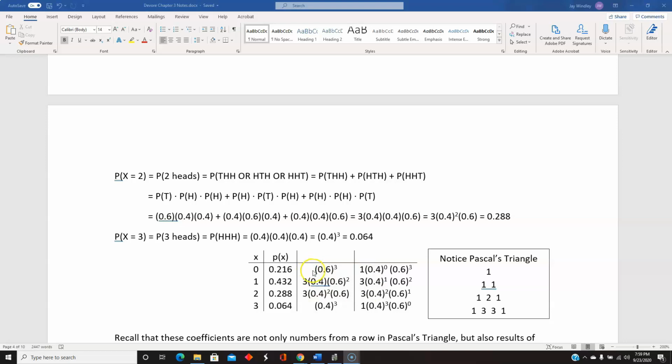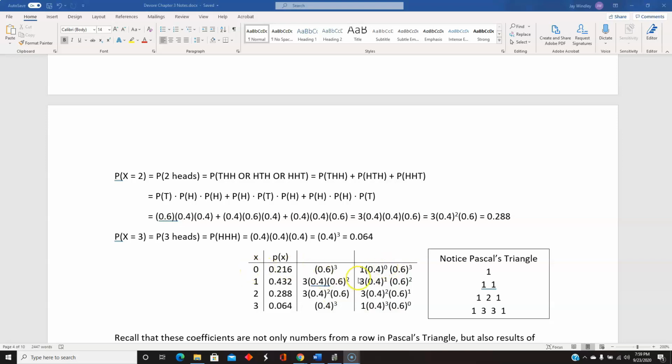And even though this probability does not have a 0.4, I'm going to throw in a 0.4 to the 0 power. And 0.4 to the 0 power is 1, so that doesn't change anything. And I'm going to throw in down here a 0.6 to the 0 power. So now you can see this pattern of exponents.